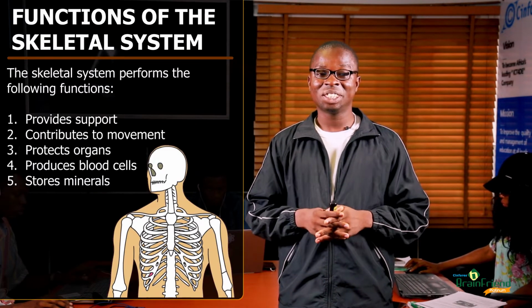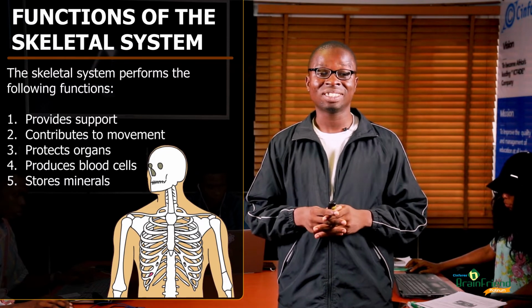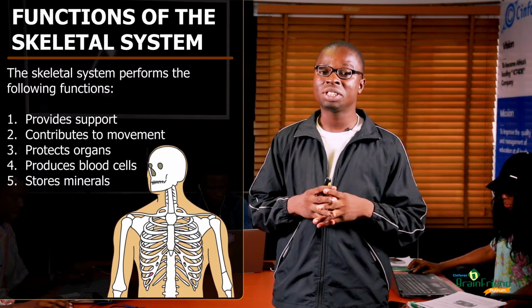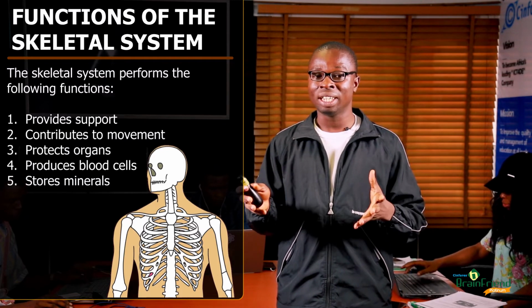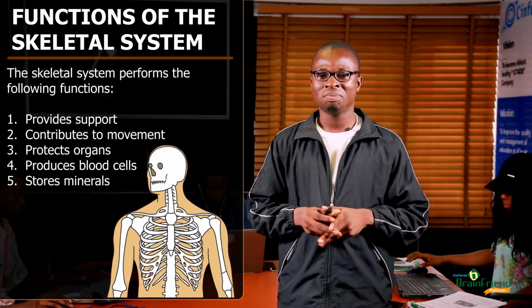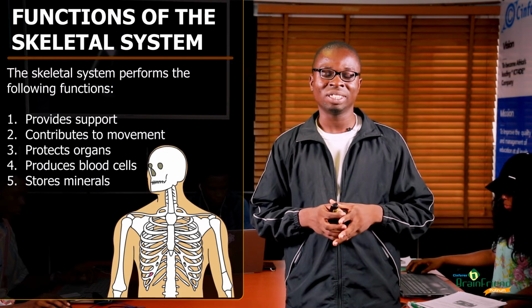Having discussed the different components of the skeletal system, now let's talk about the functions of the skeletal system. The human skeletal system performs the following functions, namely, they provide support, contribute to movement, protect organs, produce blood cells, and store minerals. Let's talk about these functions briefly.